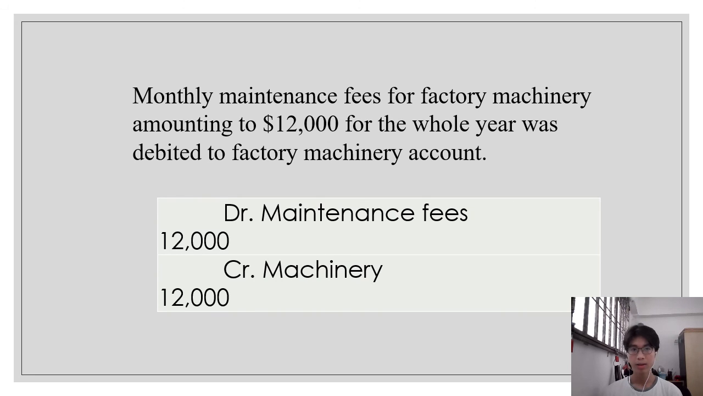Next, it states that monthly maintenance fees for factory machinery amounting to $12,000 for the whole year was debited to the factory machinery account. This is wrong. Therefore, we have to debit maintenance fees, the expense, which is $12,000, and we credit machinery $12,000 as it should be recorded as an expense and not to the asset.